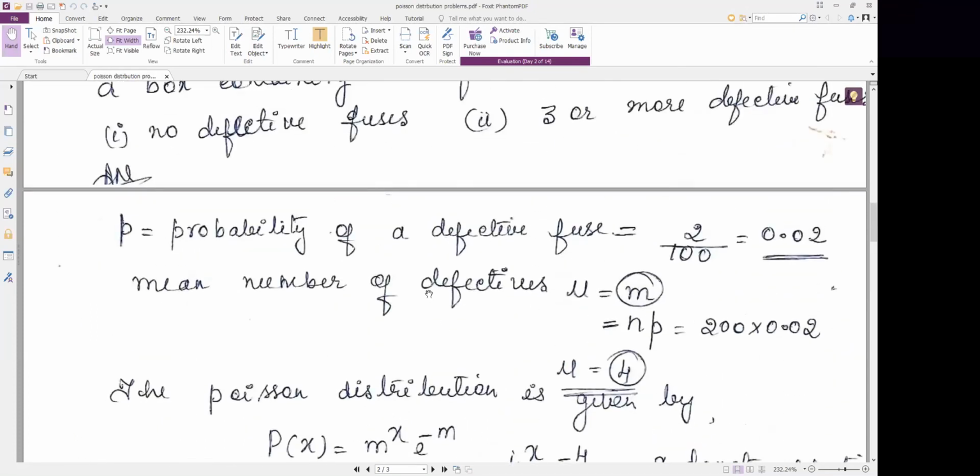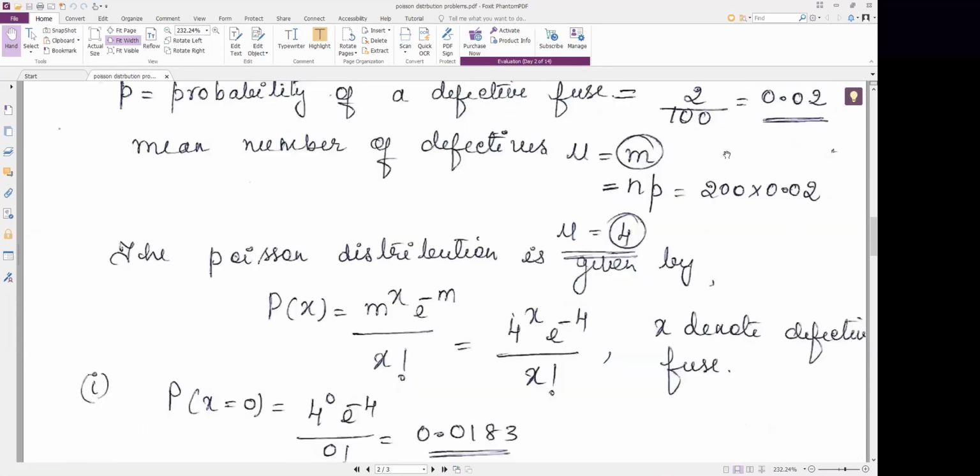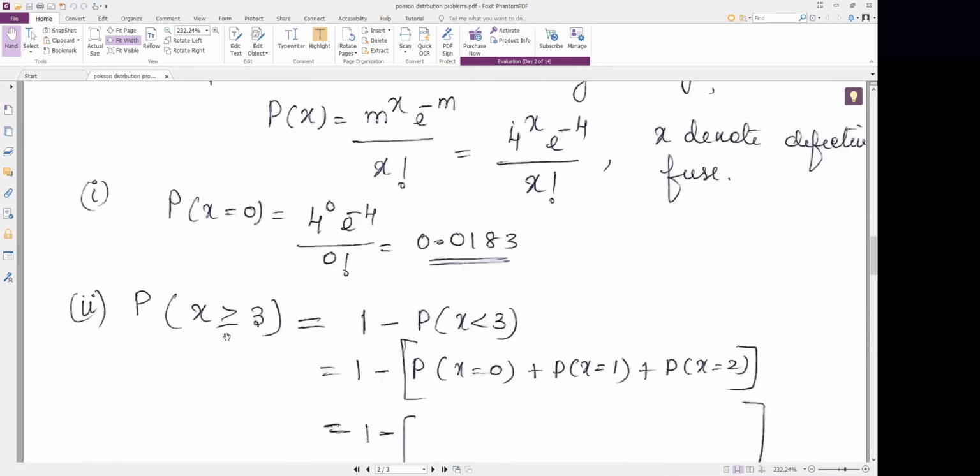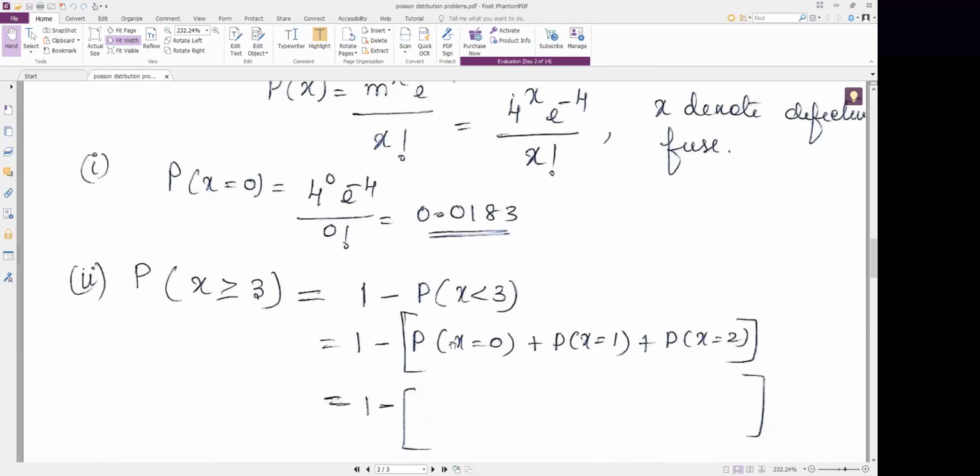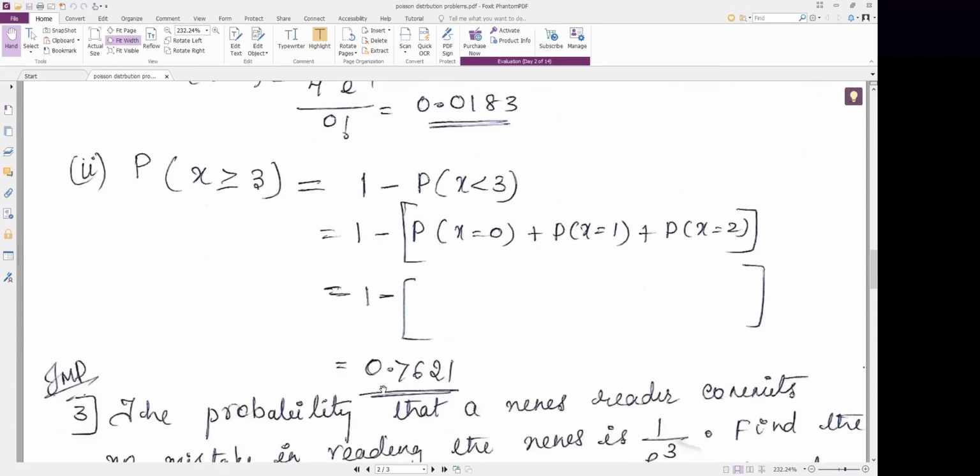Now the second question is 3 or more defective items. What do you mean by 3 as well as more? That is x greater than or equal to 3, which means 1 minus P of x less than 3. What do you mean by P of x less than 3? P of x equal to 0, 1, 2. So add the probabilities, and you will get the answer 0.7621.